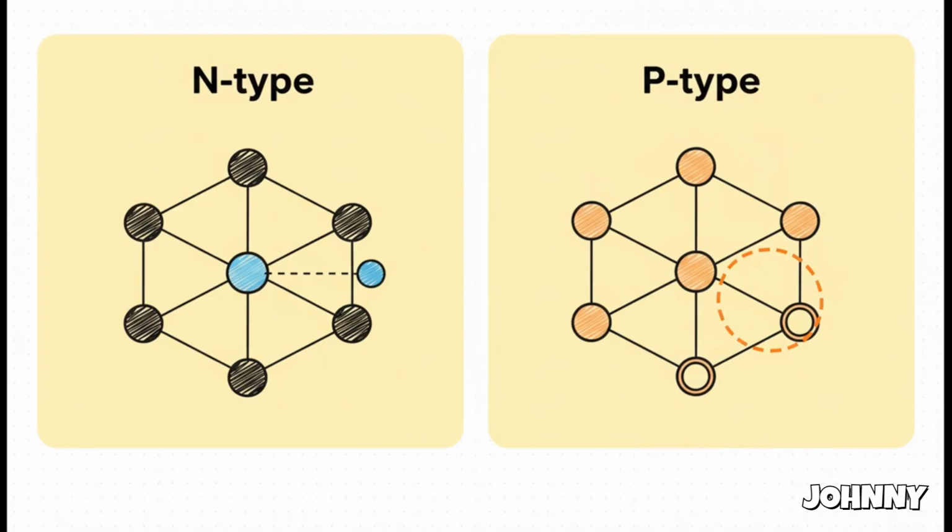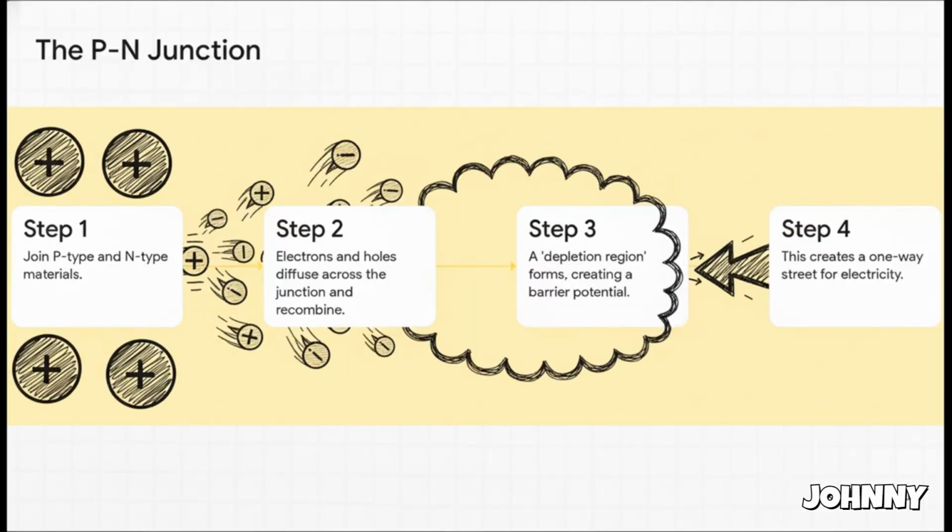Now, doping basically comes in two flavors. With N-type doping, we add impurities that have extra electrons to give away, which creates a material with a surplus of negative charge carriers. Then there's P-type doping, where we add impurities that are actually missing an electron. This creates these positively charged holes. You can think of them like empty parking spaces that are just waiting for an electron to come and fill them.